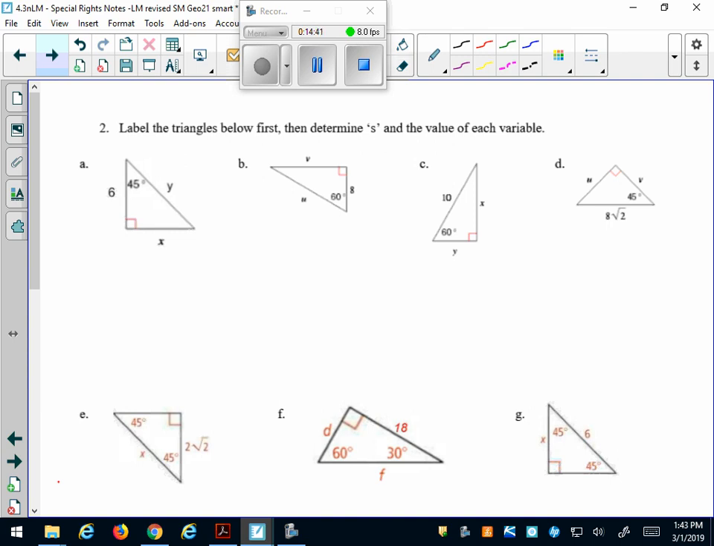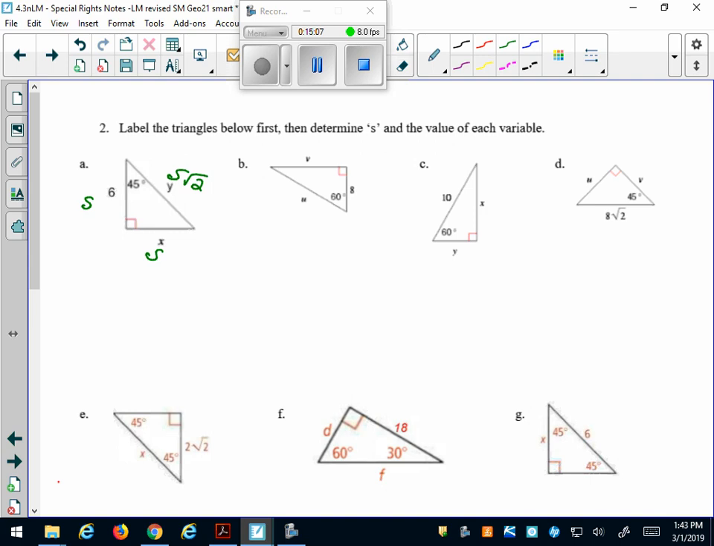So for this first triangle, well, for all the triangles, my process is to label all of the sides with your S, S, and S root 2, or S, 2S, and S root 3. In this case, we've got a 45-degree angle. So across from 45, we're going to call it S. Across from the other 45, we're going to call it S. Across from 90, we're going to call it S root 2.